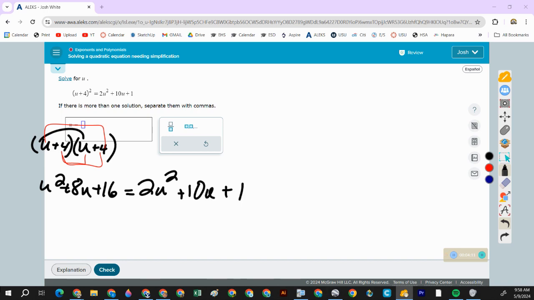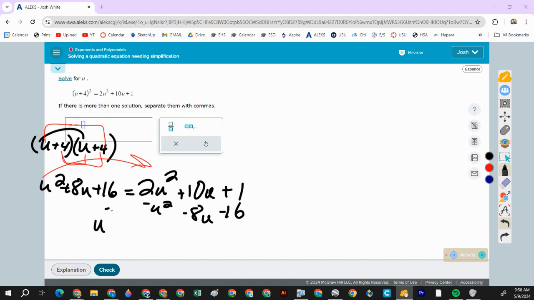I need to move everything to one side. I prefer quadratics that do not start with a negative number. In fact, I haven't taught you how to factor quadratics with a negative leading coefficient. So I'm going to move everything this way. Subtract u squared, minus 8u, minus 16.